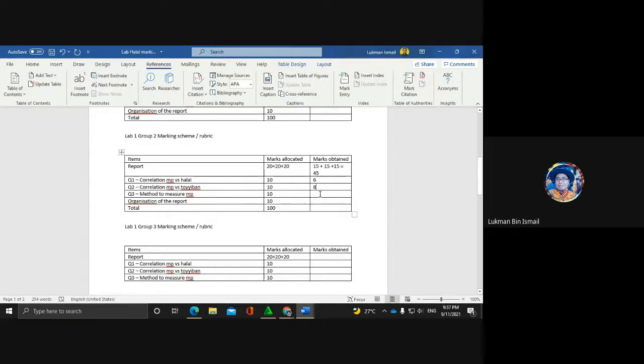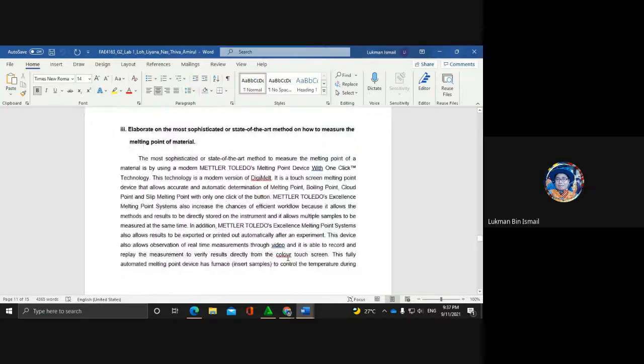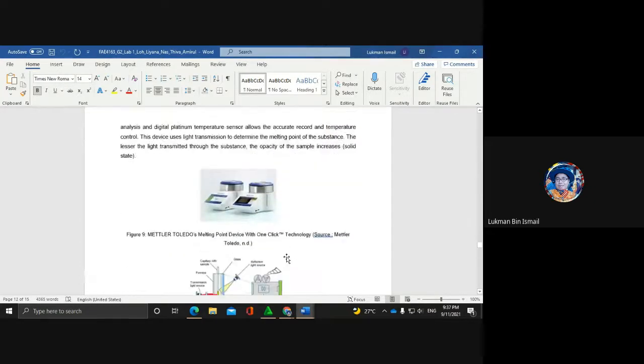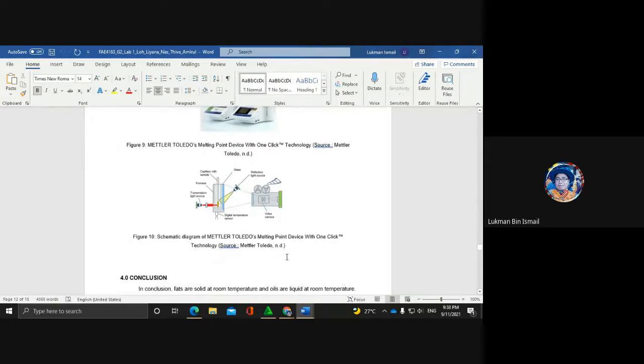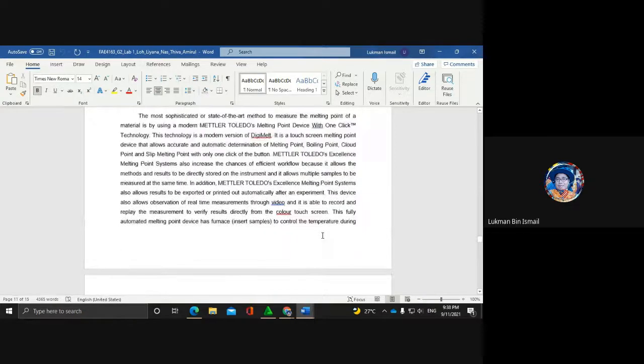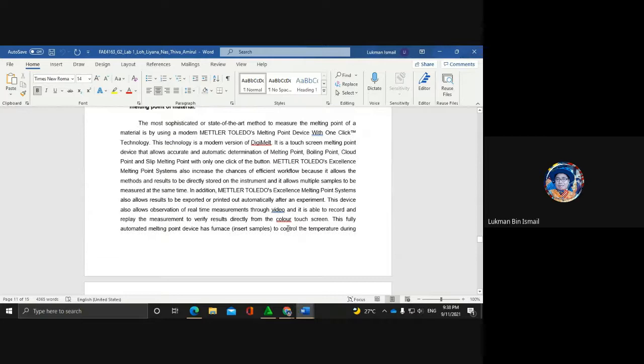Method to measure melting point, the sophisticated method to measure. So you're using the Mettler-Toledo melting point device with one click digimelt, and then explaining the mechanism of the equipment. But what is the sensitivity of the melting point that it can get?